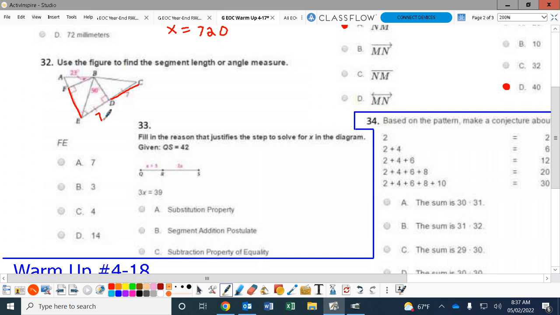Oh, we do know something, guys. Wait a minute. If this is 50 and this is 90 and this was 40, we said this side was 40. And if this is 40, and this is 90, that means what's true about these 2 triangles? They're going to be what to each other? Congruent. So if this is 7, this is going to be 7. That is tricky.